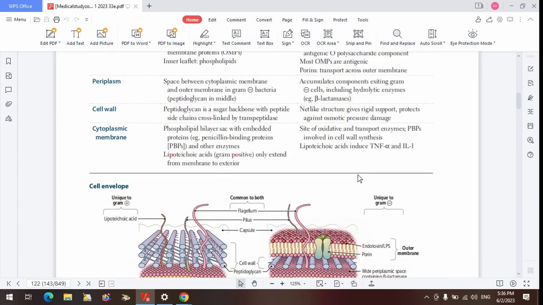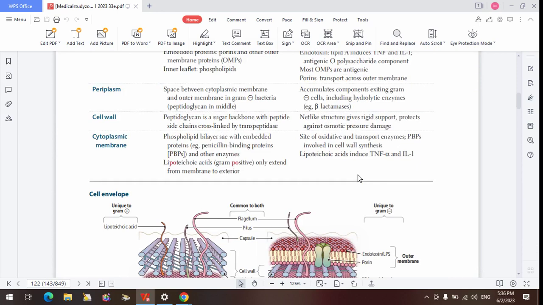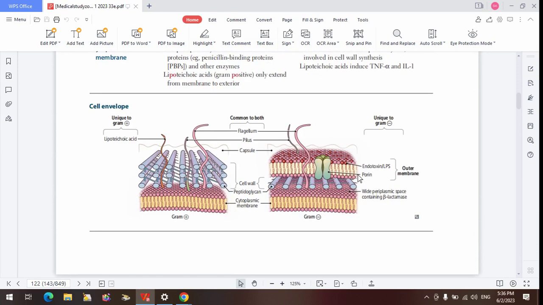See, I mentioned it. I said peptidoglycan is present in both of them, and it constitutes the cell wall. But for gram positive, it is thicker. For gram negative, it is thinner. That is the basis for the gram staining. Look at this peptidoglycan here. Can you see this blue structure?